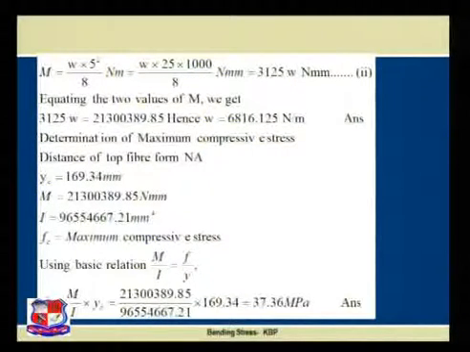M is known to us, I is known to us. So F is equal to the maximum compressive stress. Using the basic relationship M over I is equal to F over Y, F is equal to M by I into Y. M is known, I is known, and Y is YT, 169.34. We achieve 37.36 Newton per mm square.